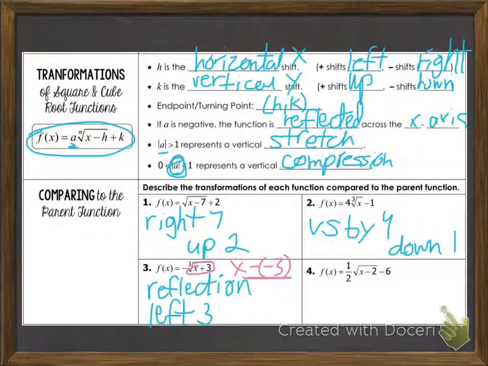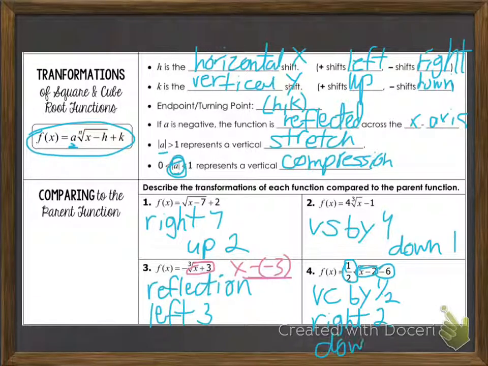So moving on to number 4, we have 1/2 right here out front as our A, and since it's bigger than 0 but it's less than 1, this is actually going to be a vertical compression. So I'm going to put VC, a vertical compression by 1/2. Now looking inside of the radical, we have x minus 2, so it's going to be negative. So it's actually going to be going towards the right by 2. And last but not least, we have the -6 outside the radical. So then it's also going to go down by 6.